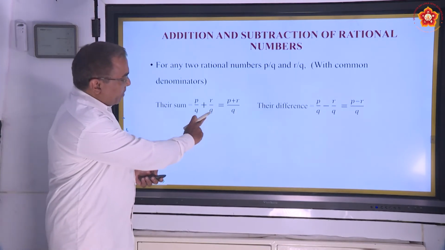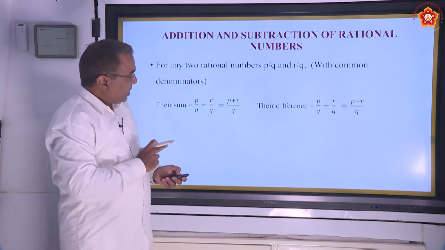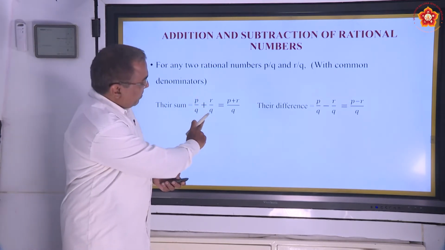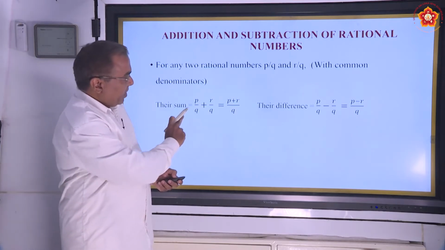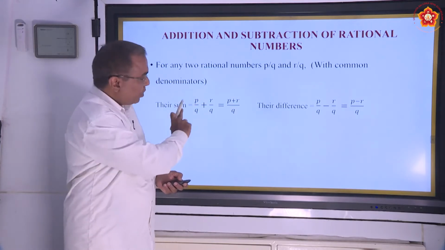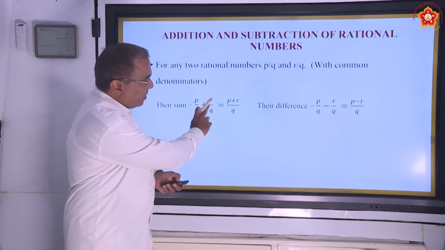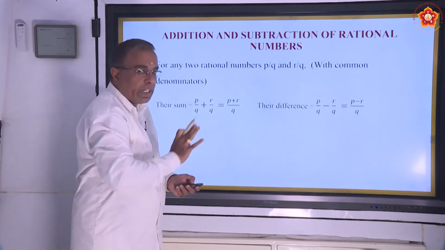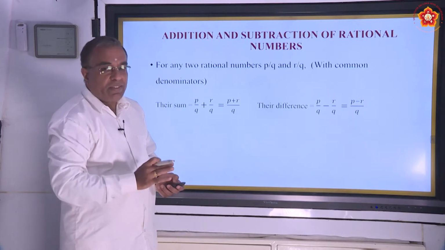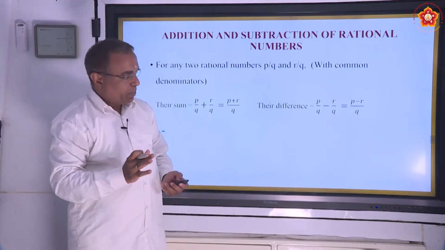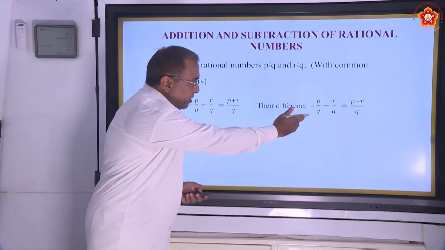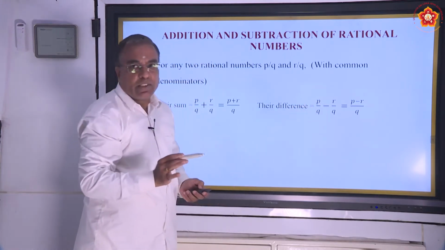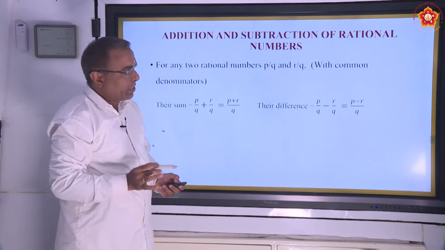Here the common denominator is q. Let us consider any two rational numbers p by q and r by q. When they have common denominators, we just add the numerators of both the rational numbers. Here the numerators are p and r, simply add them and write the common denominator. Suppose we have the difference, again it is the same principle, write the common denominator, here q, and p minus r, just subtract it. So, that will give us p minus r by q.